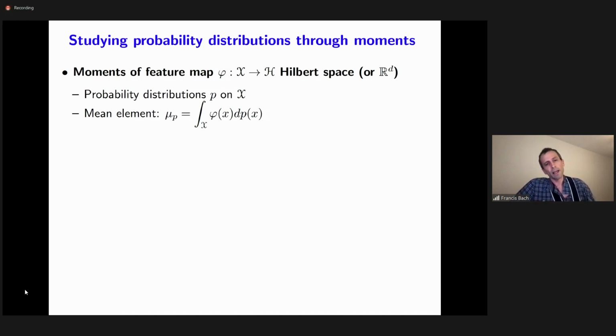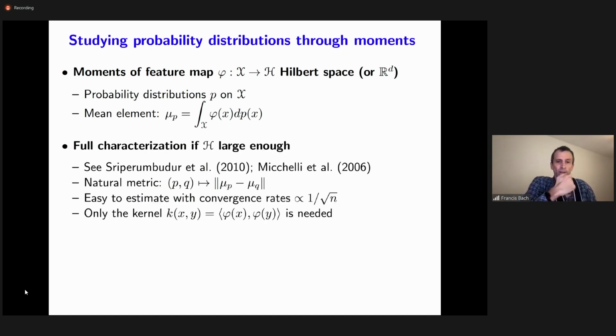And I'm characterizing probability distributions P on X through the mean element, which is just the expectation of phi under P. So mu P will be the mean element. Typically, if X is in R, you can put in phi of x: 1, x, x squared, and you get the classical moments. What is nice about this is that, it's well known, if you include sufficiently many moments, then you will fully characterize the distribution. So if mu P is equal to mu Q, then P has to be equal to Q.